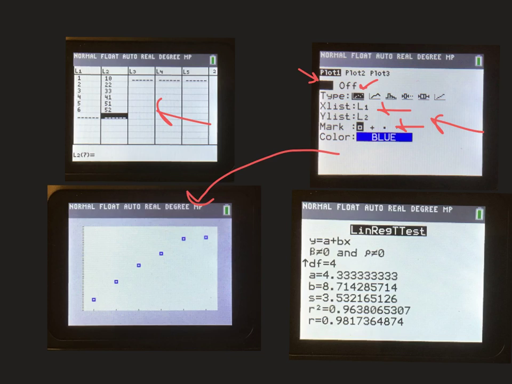And once you've seen your scatter plot, like that's a pretty good one. It's fairly close to a line. You can go to stat test and find linreg t-test, and you have to scroll down to find your R. Look at that R. That's a really strong R, which is why it was so close to a line. Linear is a good fit.